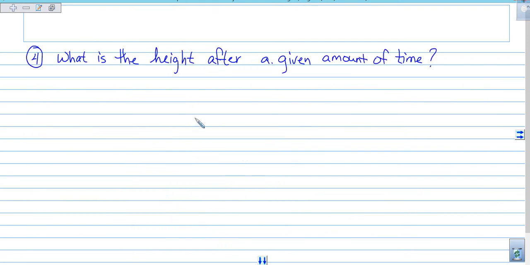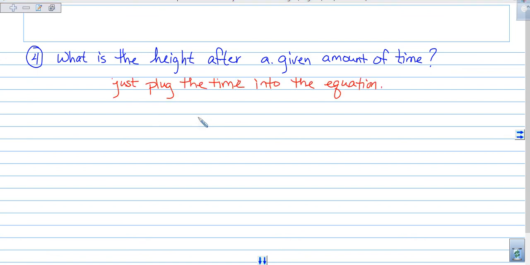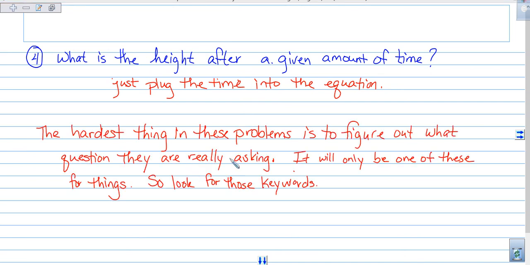And then last but not least, it'll ask for what is the height after a given amount of time. So they would say, how high is he after 2 seconds? Or if they threw the ball 3 seconds later, how high would it be? Okay? And to do this, you would just plug in that time into the equation and solve. Very similar to what you would do to find the max height. You take that time that you found, or that x equals number, and you would plug it in and find what the y is. And that, my friends, is all you have to do.